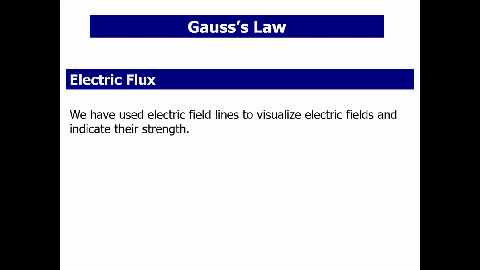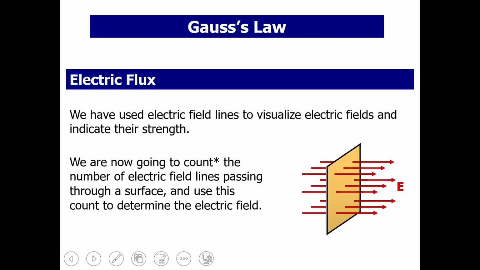So in order to talk about Gauss's law, we first have to define electric flux. So we've used electric fields to kind of visualize the fields and where the fields are stronger and weaker, but how do we calculate that? So flux is a way to count the electric field. Now, we're not actually going to sit here and count field lines. I'm not going to go, oh, 1, 2, 3, 4, 5, 6, 7, 8, 9. That is not what we're doing.